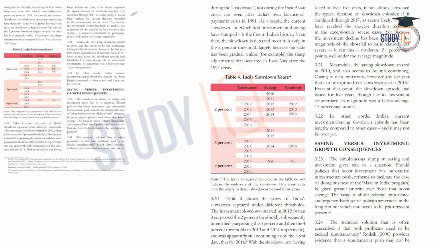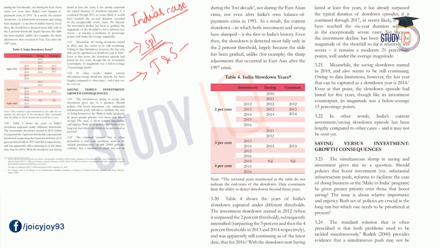Now coming to India's case of slowdowns. We can say that in the case of savings and investment slowdown, India is a special case. It is very special. Let us see why. Until recently, we have not experienced any investment or saving slowdown. So investment and saving slowdowns started recently in India. When we say recently, two things we must remember here. First of all, we said that there was an East Asian crisis after 1997. During the East Asian crisis, many Asian countries were badly affected. Even then, India did not experience an investment or saving slowdown.